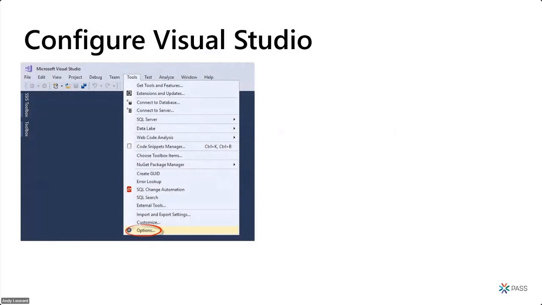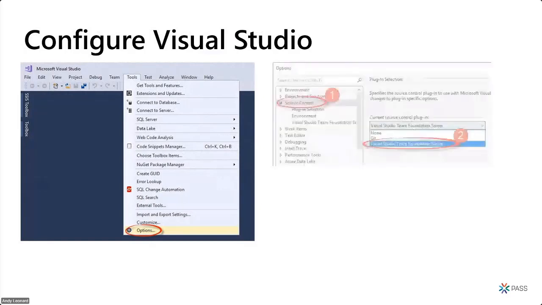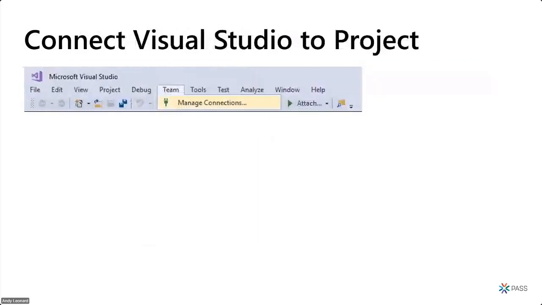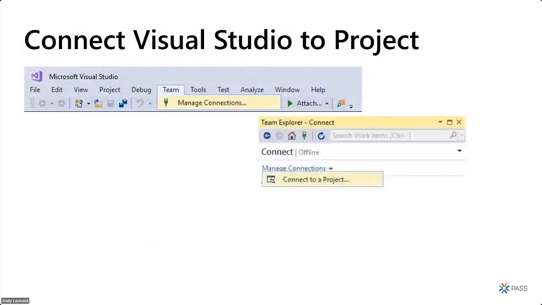You click on Tools, Options, you click on Source Control, and then you can pick your current source control plugin. You've got two options built in there, Visual Studio Team Foundation and then Git. So once you've done that, from the Visual Studio menu, you can go to the Team dropdown and click Manage Connections. The reason is it's going to configure Team Explorer to work with Team Foundation. And you want it to do that.